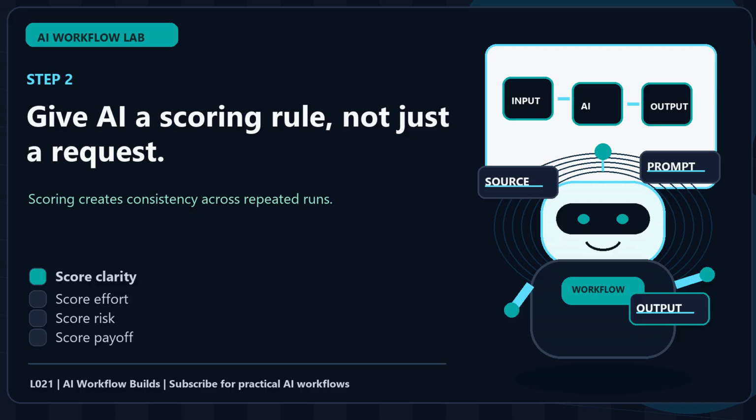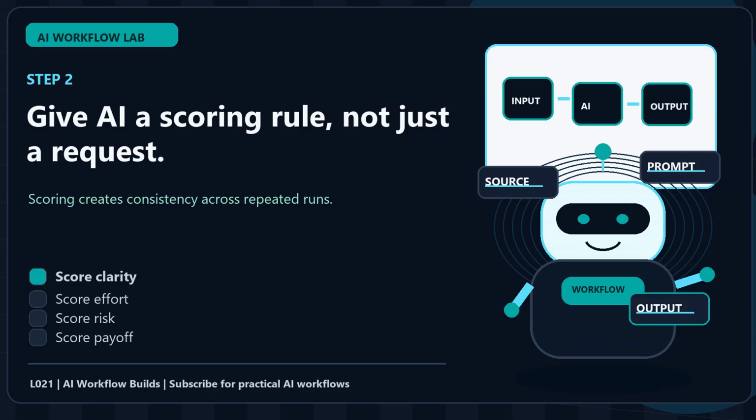Step 2 is the scoring rule. A request asks for output. A scoring rule tells AI how to choose between possible outputs. That is where the workflow becomes repeatable. For Build an AI SOP Builder for your business, I want the assistant to score each option across clarity, effort, risk, and payoff. Clarity means the next action is easy to understand.